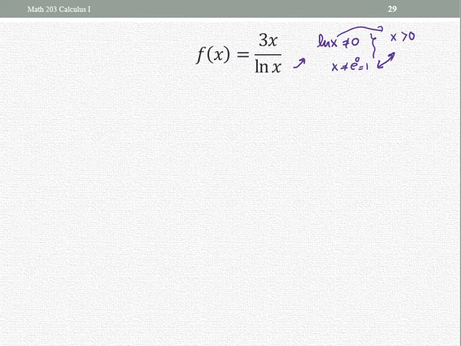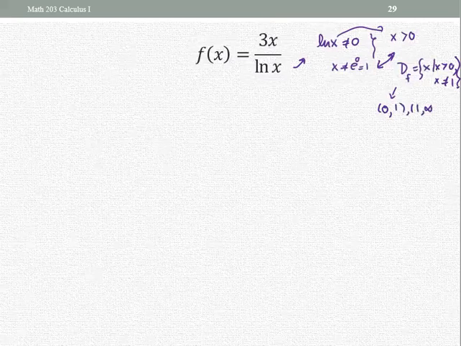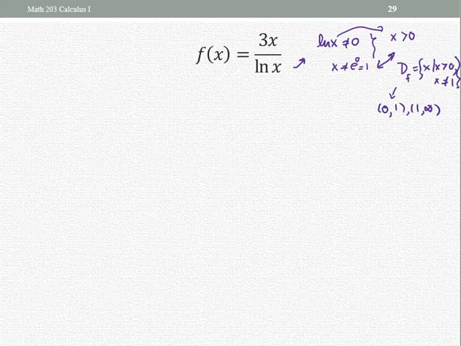With these two conditions combined, we get the domain of this function as the set of x such that x is greater than 0 and x cannot be 1. In interval form, the domain can be rewritten as 0 to 1 and then 1 to infinity. And this graph doesn't have symmetry.